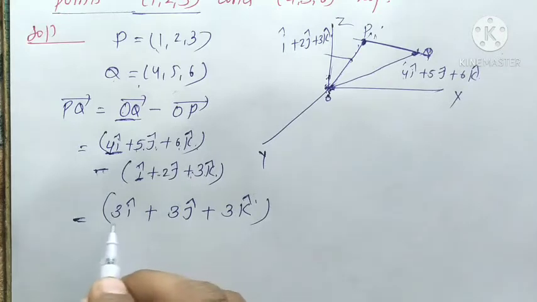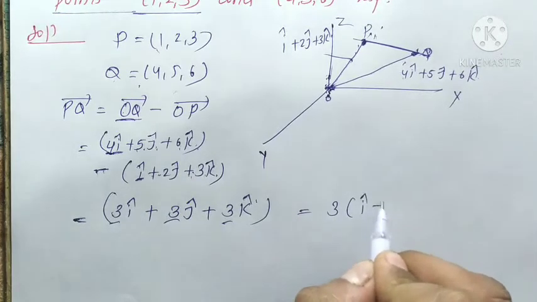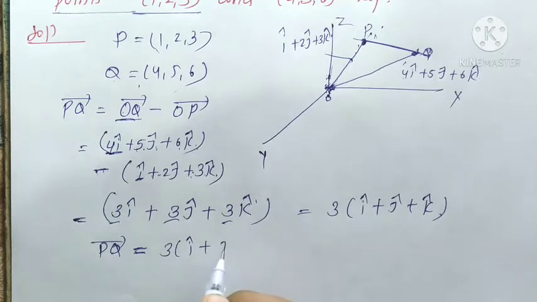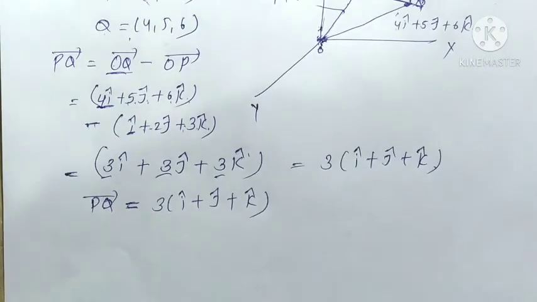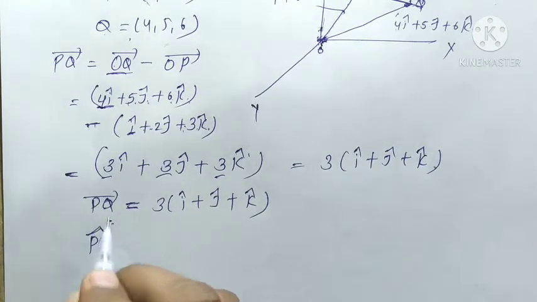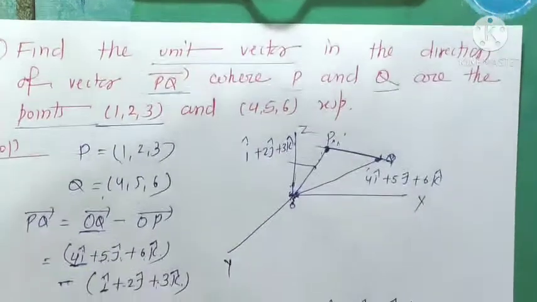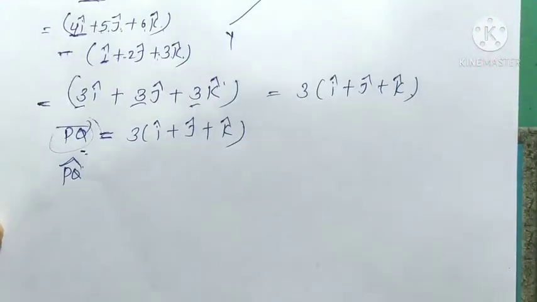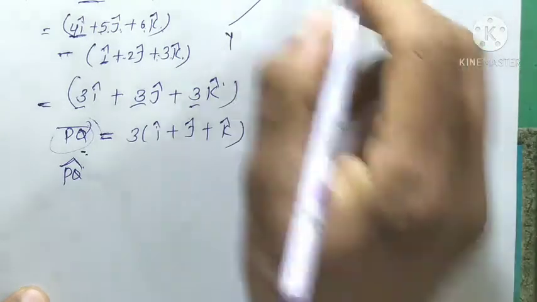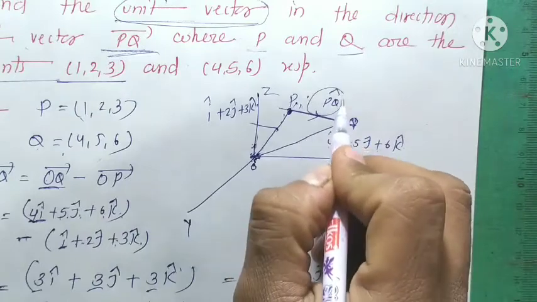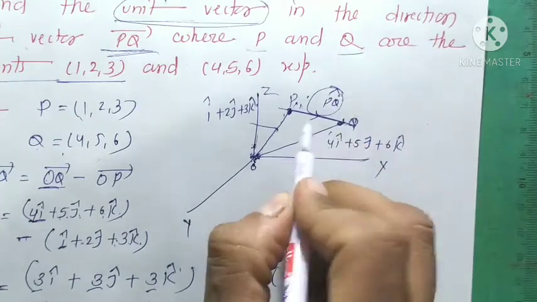We take 3 common: i plus j plus k. So this is the vector PQ. PQ is equal to, finally we write, 3i plus j plus k. Now firstly we have to find the unit vector of PQ. In the question you can see that we have to find the unit vector in the direction of this vector PQ. PQ cap represents the unit vector having magnitude 1 and direction along PQ.